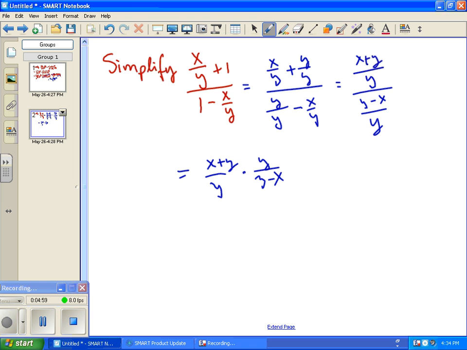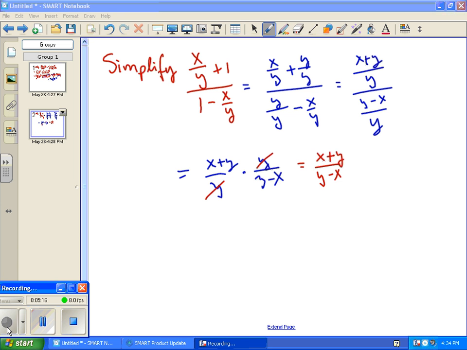Now, since we now have this multiplication of two fractions, we can cancel the y on top and the y on the bottom. And so the remaining stuff is x plus y over y minus x. And that does not simplify anymore.